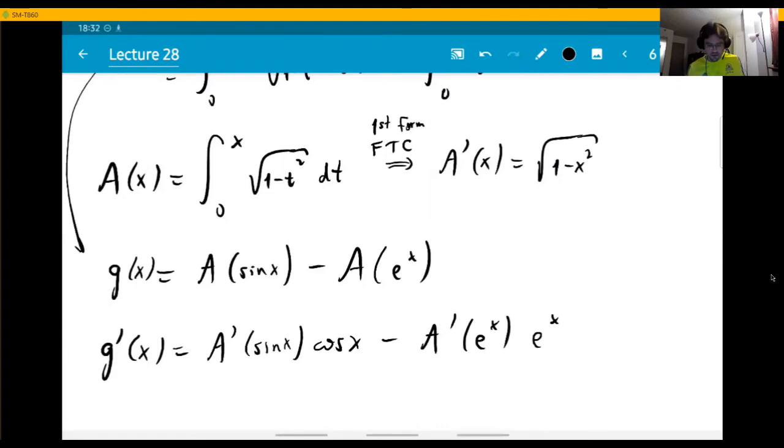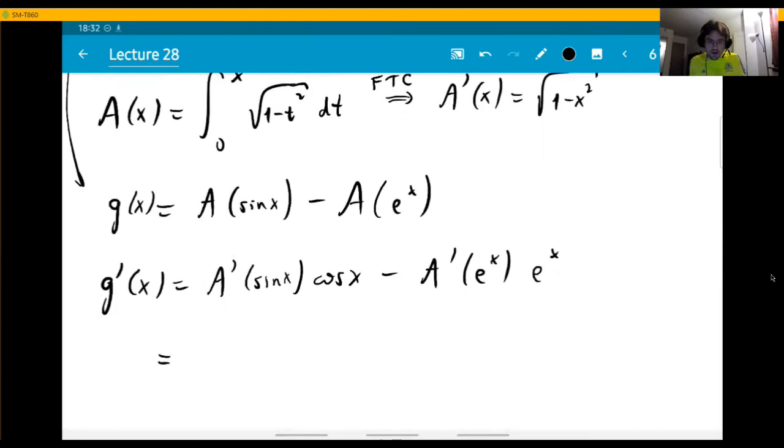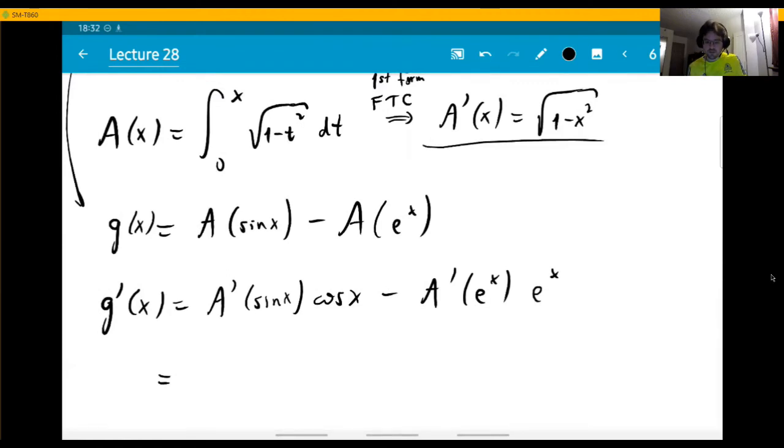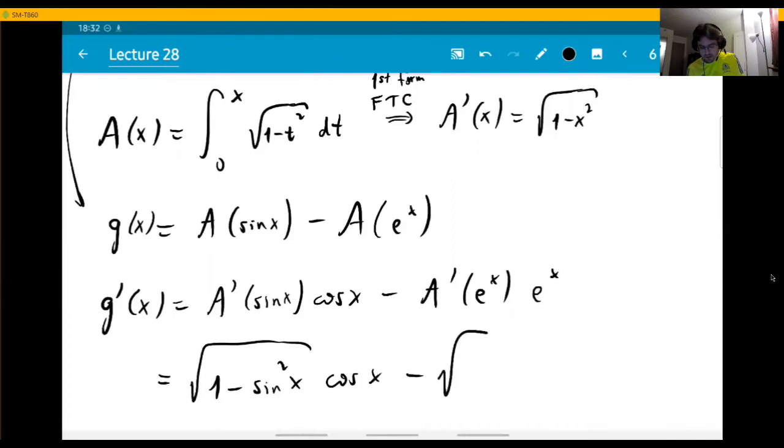That's the chain rule. And now you just replace, instead of a prime of something, you have the formula for the a prime function right there. A prime of sine, for example, would be square root of 1 minus sine squared. A prime of e to the x, square root of 1 minus e to the x squared, which is e to the 2x. And that's your final answer. There are simplifications once again. 1 minus sine squared is cosine squared, for example, but let's not go there. We don't need to.